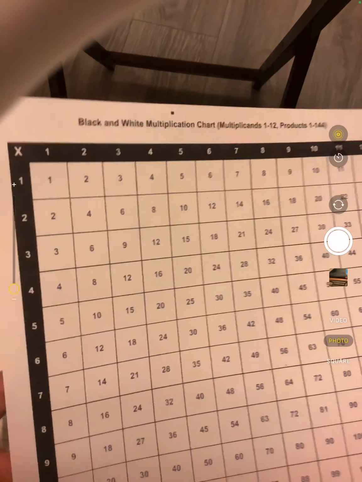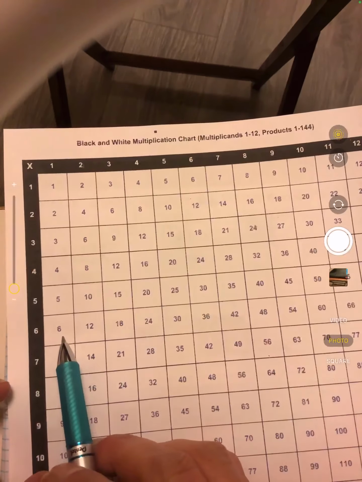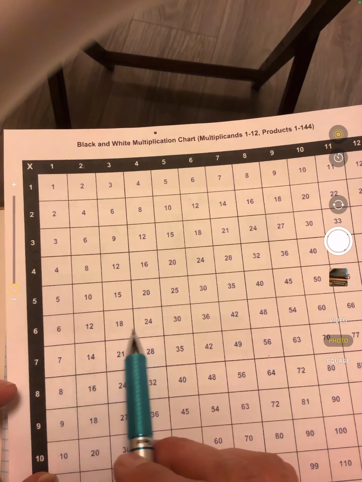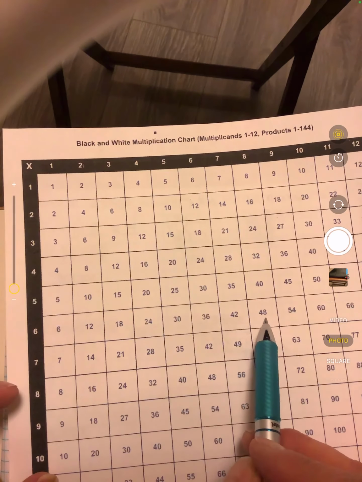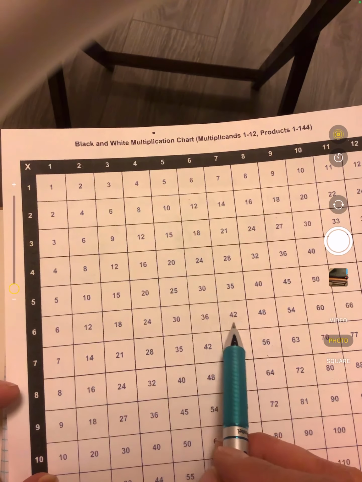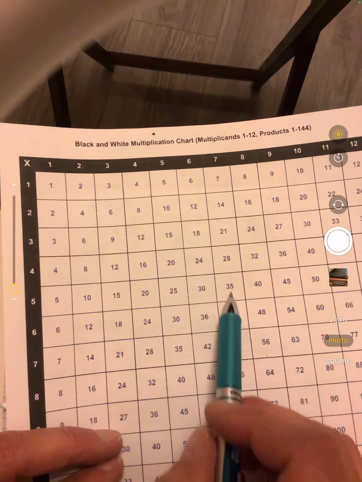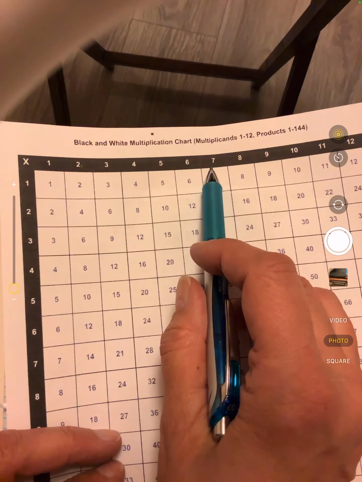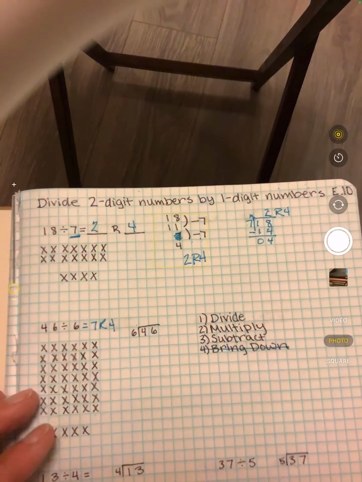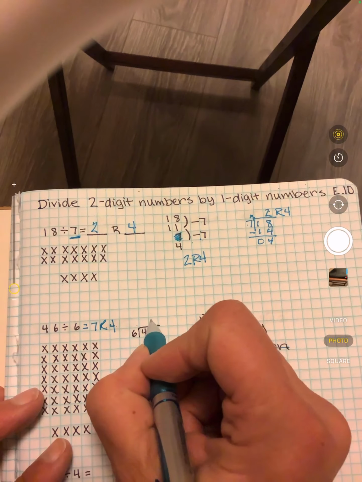46 divided by 6. Go across your 6's. Remember, you cannot go above 46. So 48 would be too high. This is less than 46, but we know we're going to have remainders. We go all the way up to the top, 7. So I put my 7 over the 6.